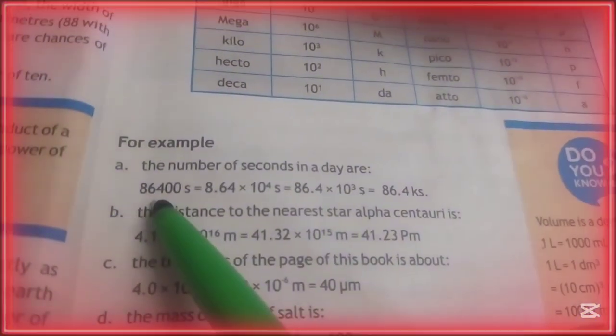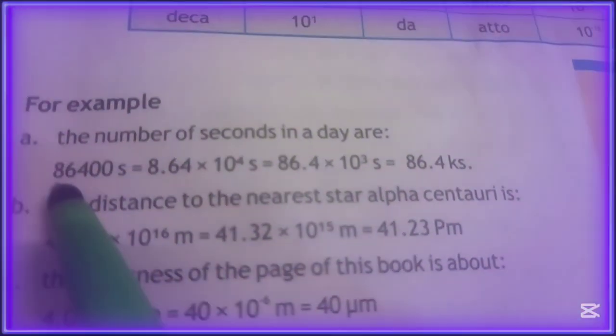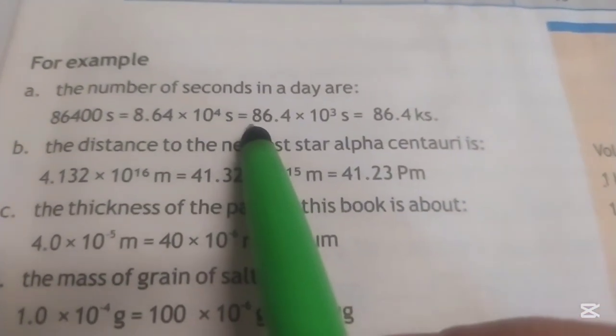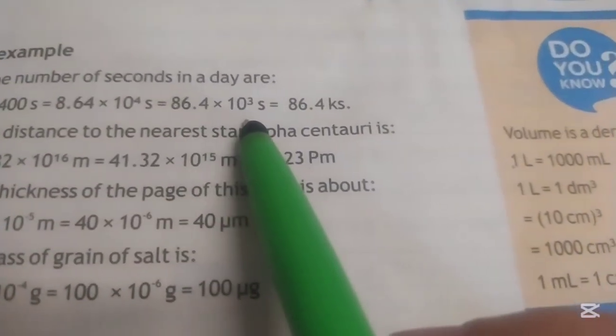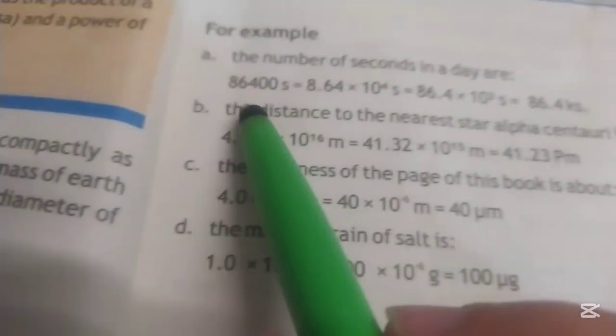For example, the number of seconds in a day are 86,400 seconds is equal to 8.64 multiplied by 10 power 4 seconds is equal to 86.4 multiplied by 10 power 3 seconds is equal to 86.4 ks.